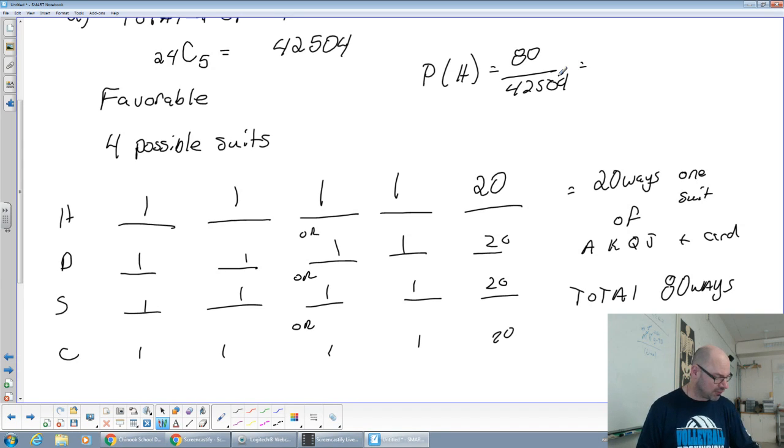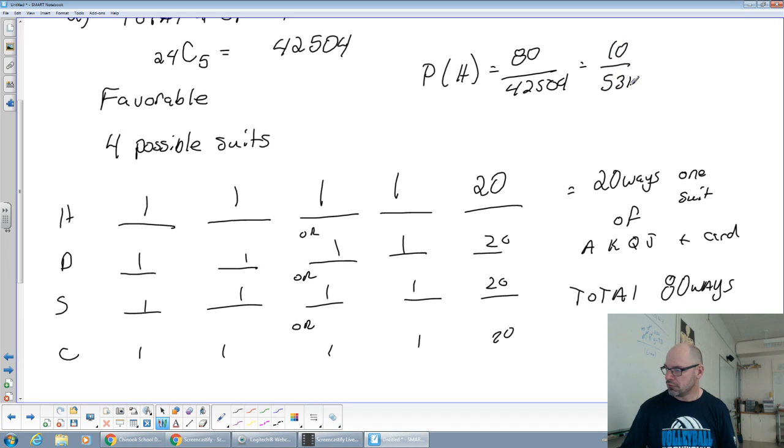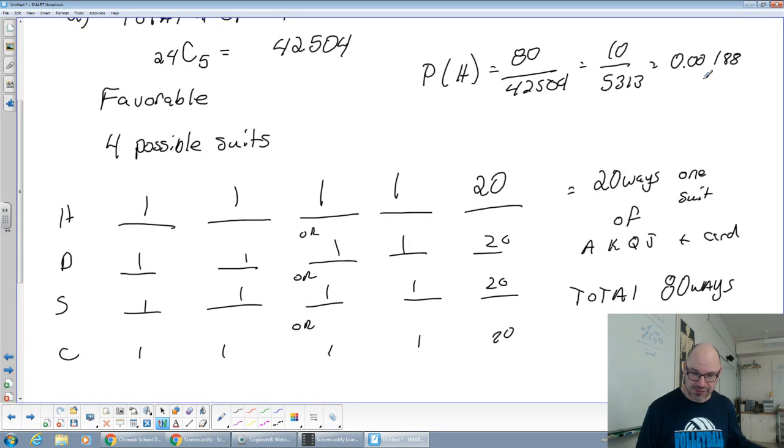Okay, so did they give it as a decimal or a... oh, they just leave it as 80 over 4. They don't reduce it. But if you reduce it, it's 10 over 5,313. Which, if you do a decimal, it's 0.00188. Okay, so that's the first one. All right, so that was A.